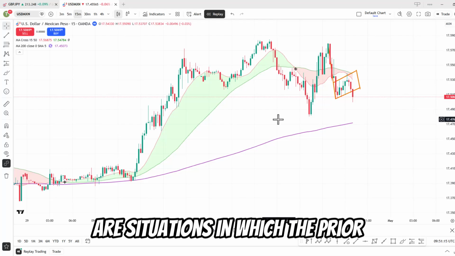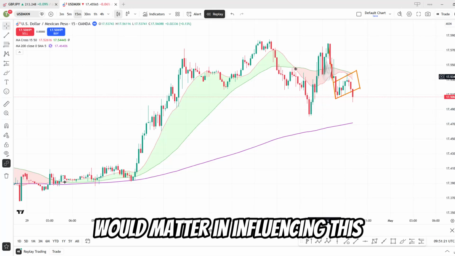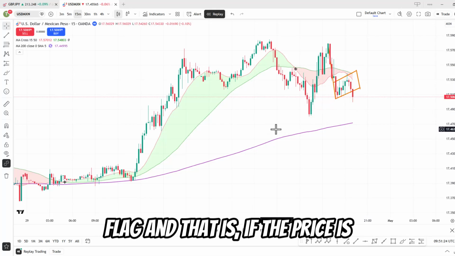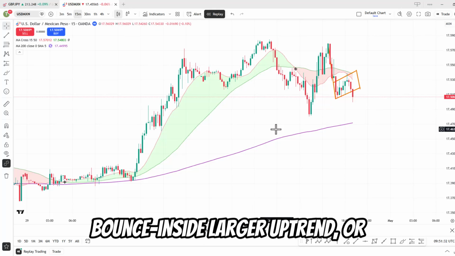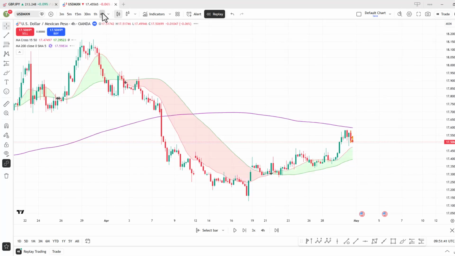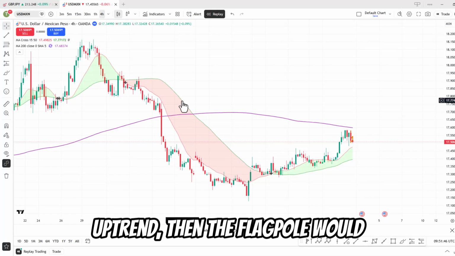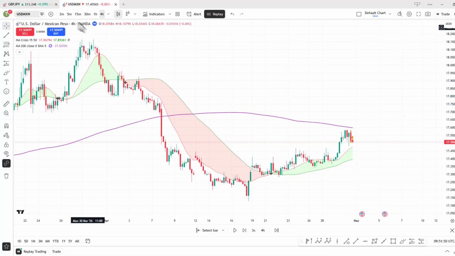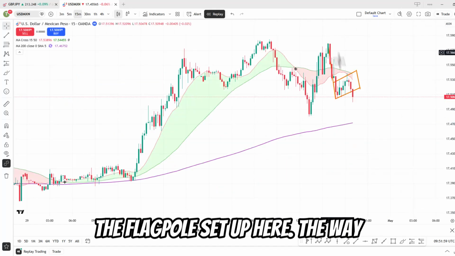There are situations in which the prior dip, this V-shaped structure, would matter in influencing this flagpole, and that is if the price is inside major resistance. For example, the move is just a bounce inside a larger uptrend. Or if we zoom out from the 15 minutes to a 4-hour chart, and if we were to see a major uptrend, then the flagpole would be invalidated. But here we can see that price is below the 200 moving average, and if we zoom in, we have the flagpole set up here.